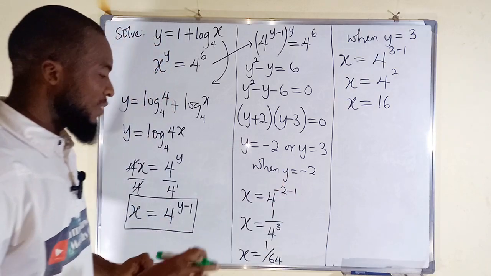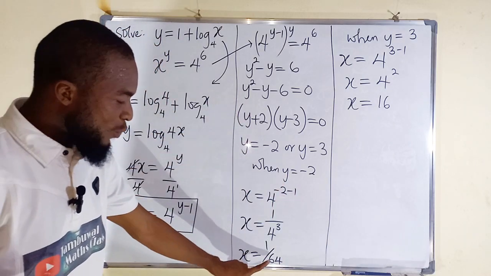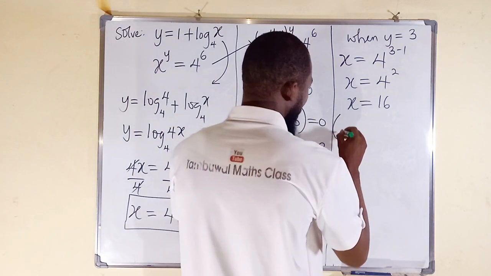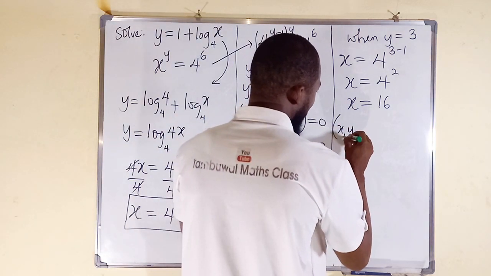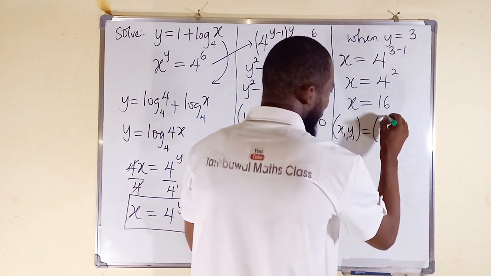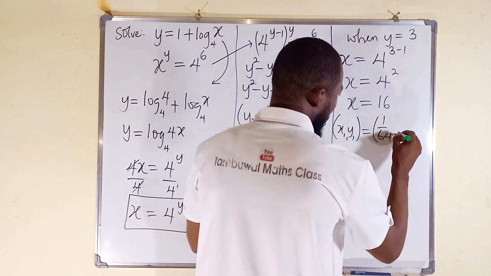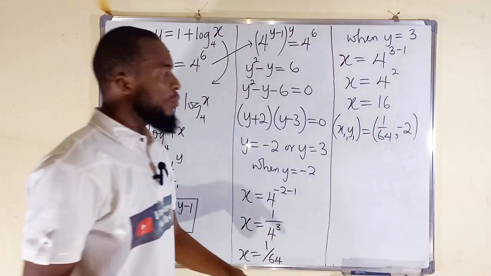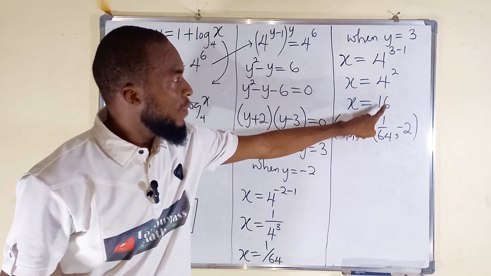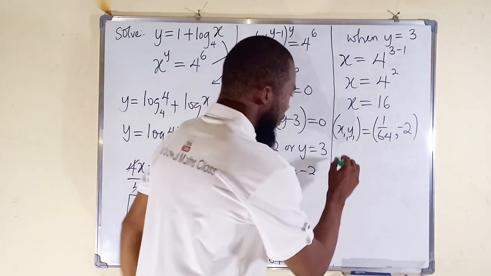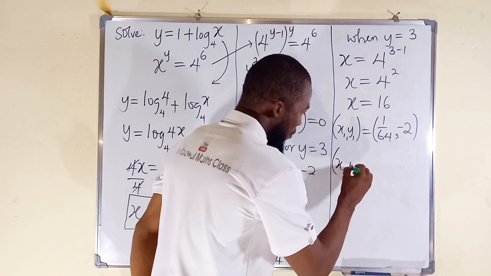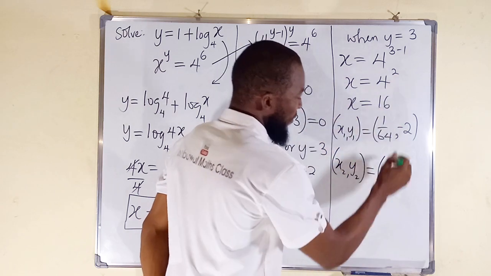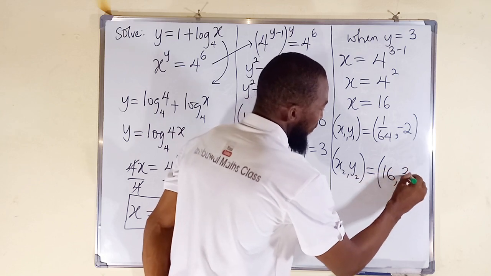So what are the combinations? When x is 1 divided by 64, y will be negative 2. So let me write it here: x1, y1. When x is 1 divided by 64, y is negative 2. And the second combination, when x is 16, y is 3. So let me say x2, y2: x is 16, y is 3.